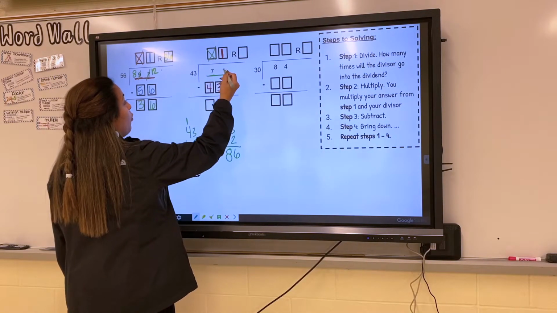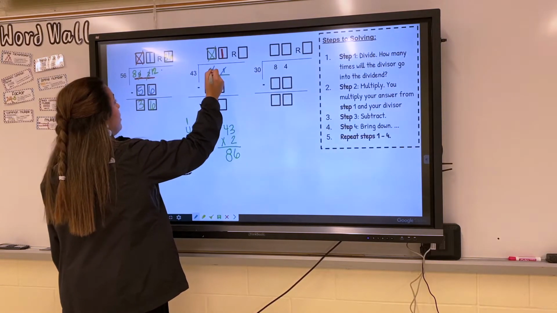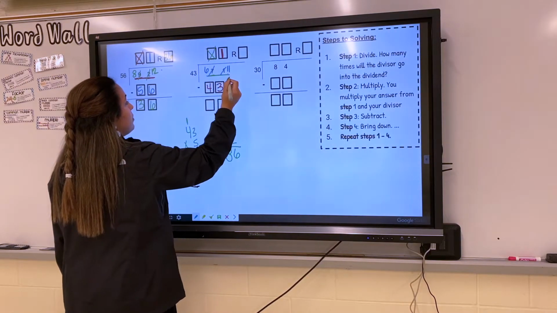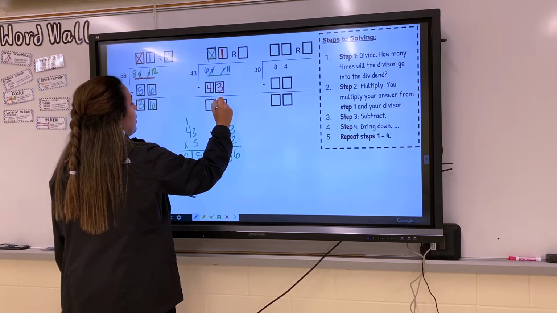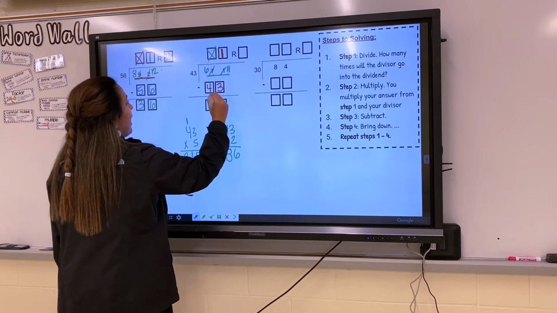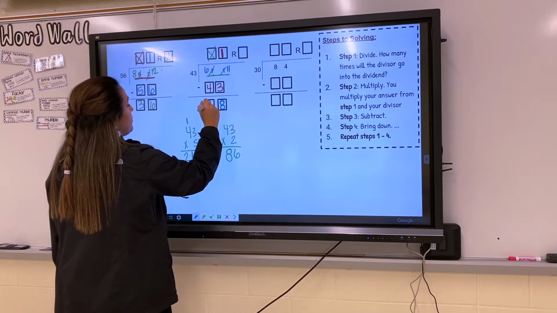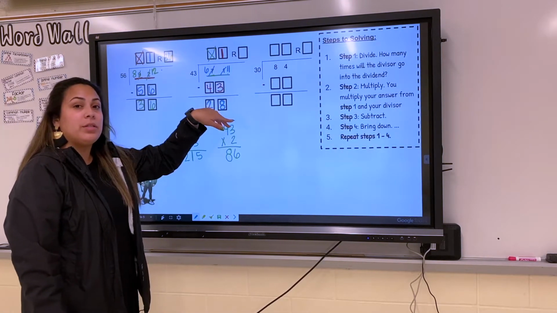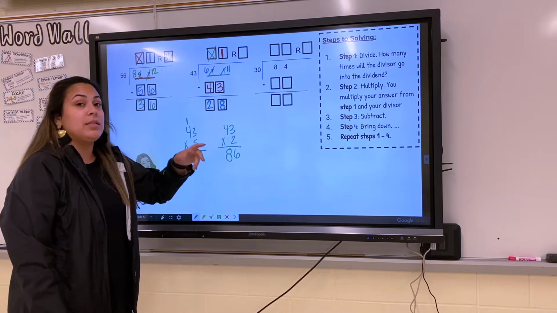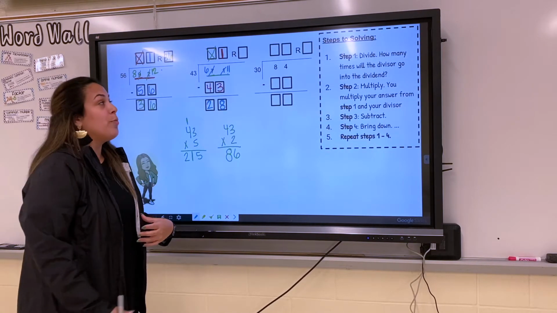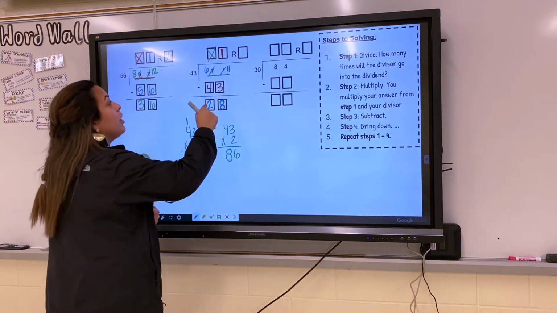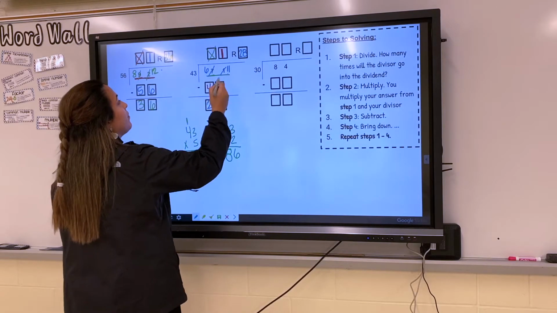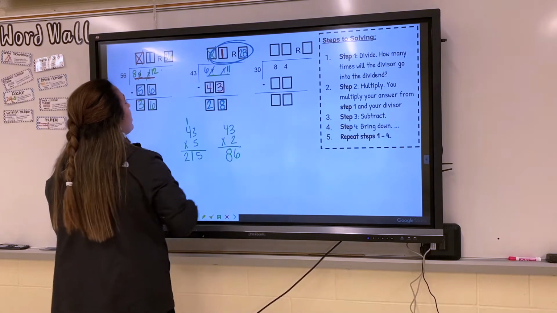I can't do 1 minus 3, so I need to borrow. This 7 becomes a 6. This 1 becomes an 11. 11 minus 3 is 8. And 6 minus 4 is 2. I don't have any other numbers to bring down. So I'm done solving, but I'm not done with my answer. Remember, if you have a remainder, you need to put it up at the top as remainder, in this case, 28. And that is our answer.